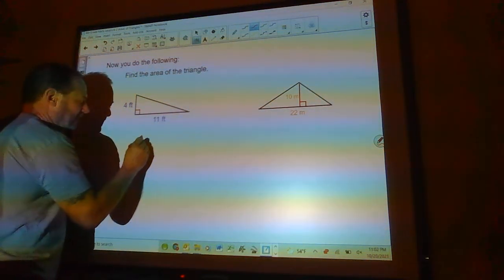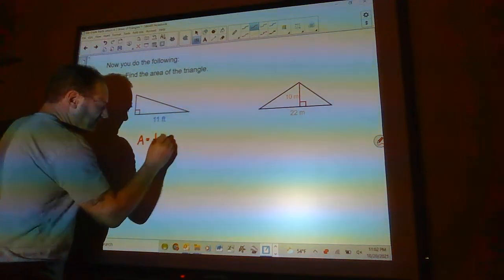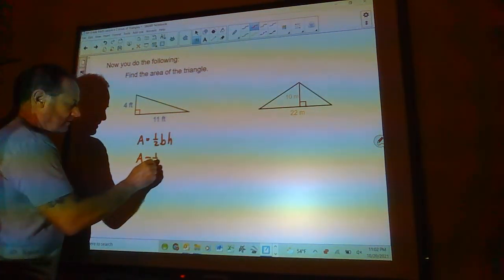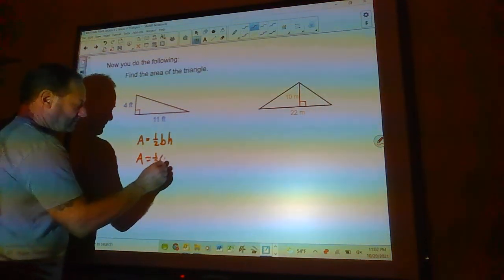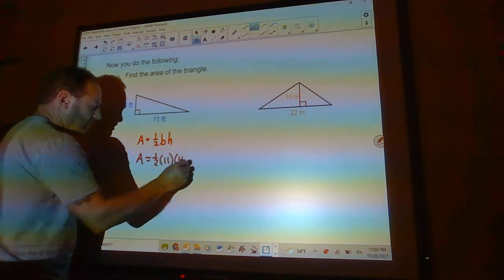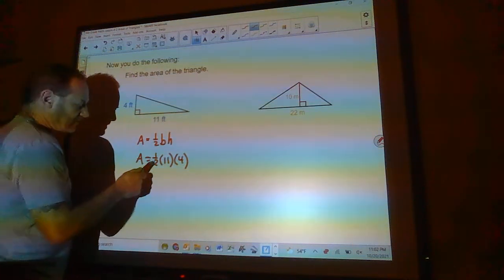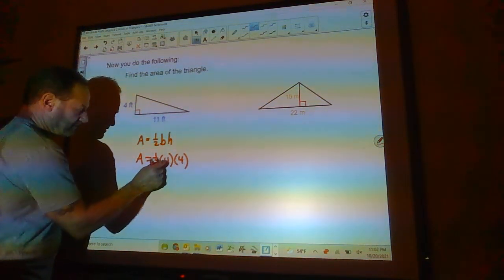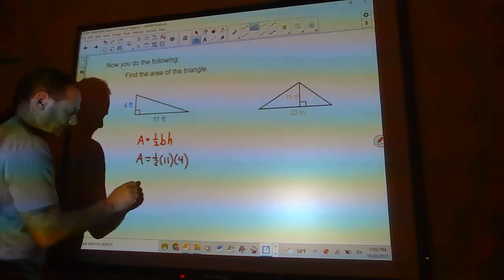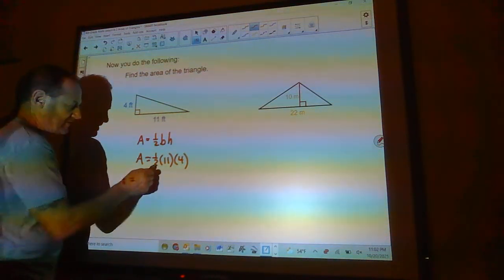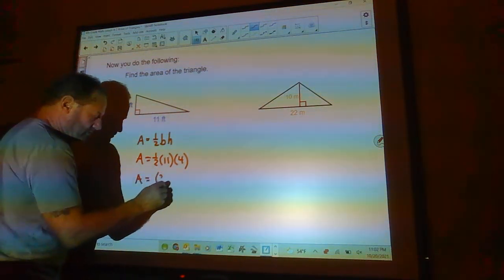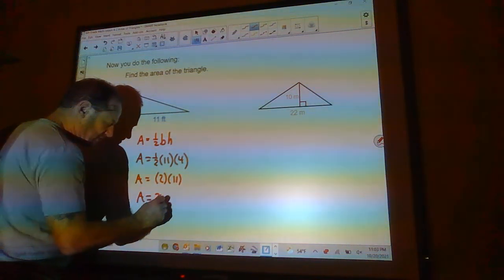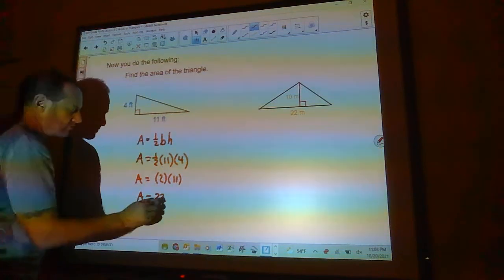Okay, so here we have 1/2 the base times the height. The base is 11, the height is 4. Now, it doesn't matter what order you multiply these in. I can do these two first, or those two first, it doesn't matter. So I'm going to make it easy on myself. 1/2 of 4 is 2, so this is 2 times 11, which is 22, and that's in square feet.